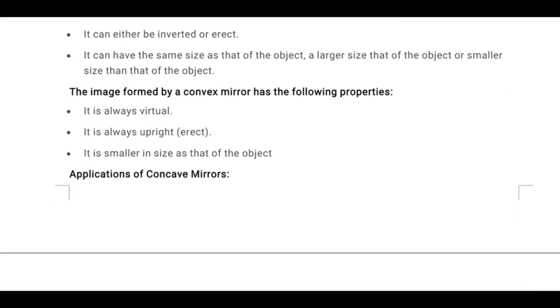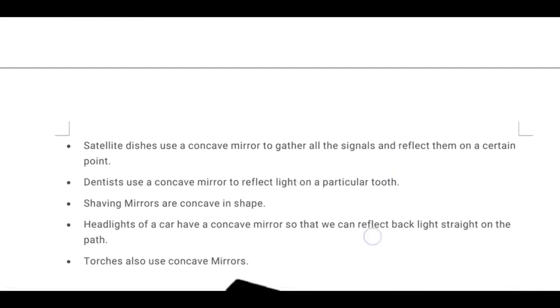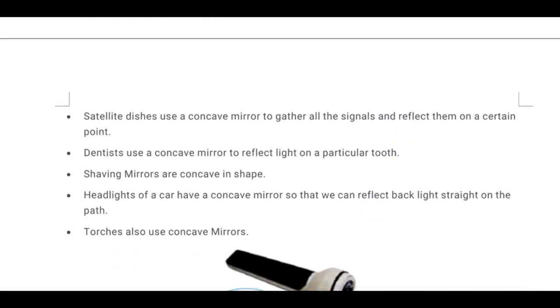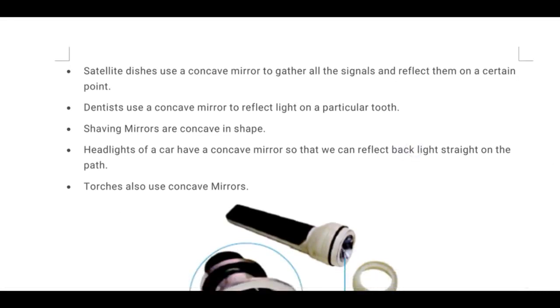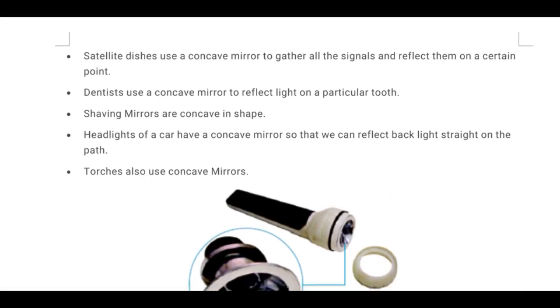Then about convex, it always produces a virtual and erect image. It always produces a smaller size compared to the original object. Then what are the applications? Satellite dishes, that is, in satellites they are using dishes which are able to observe the light radiation coming from the sun, because most of the satellites have solar cells, and for regular activation the solar cells are able to store most of the heat energy which comes out from the sun. So satellite dishes are used there, and in a solar cooker also they use satellite dishes.